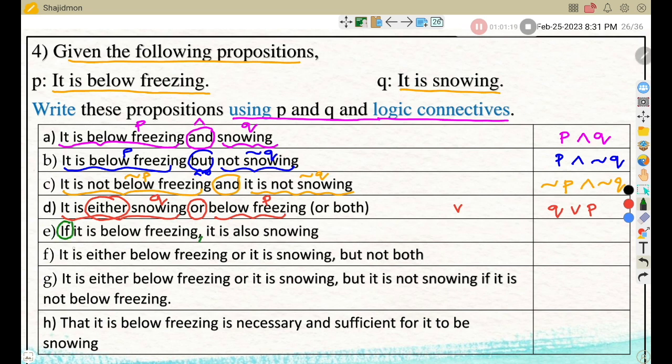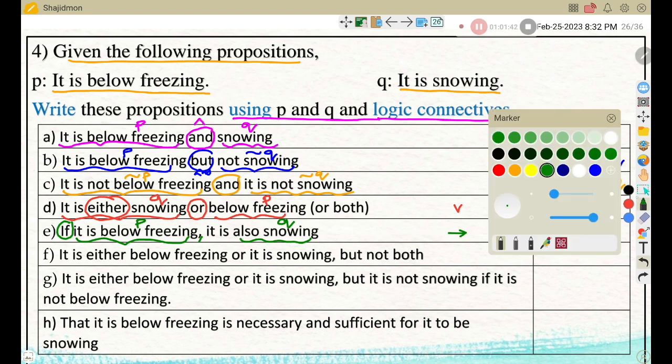Okay. If and then. Then also means then. Next sentence is coming. So it is below freezing means what is the meaning? P. It is also snowing means Q. Correct? If means one arrow. So how to write that one? P if Q. Correct? P implies Q.